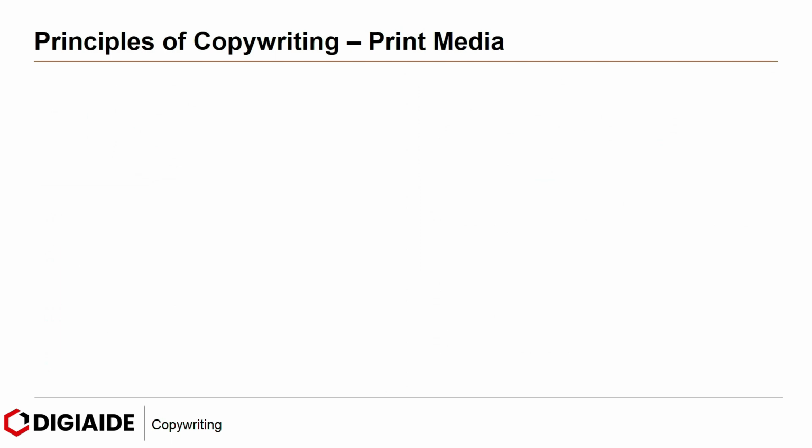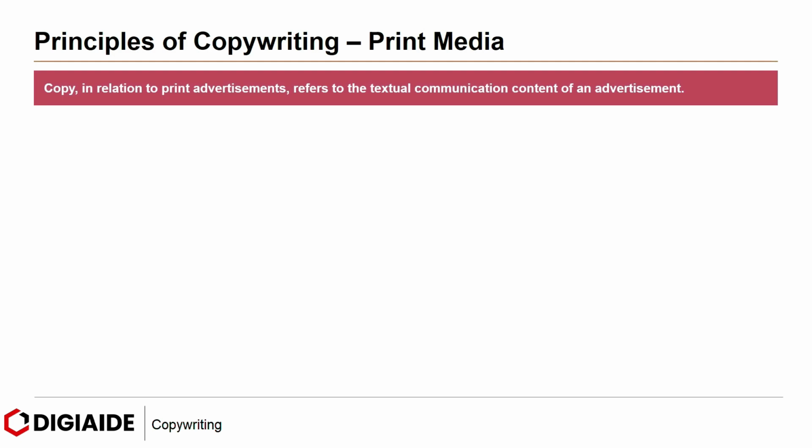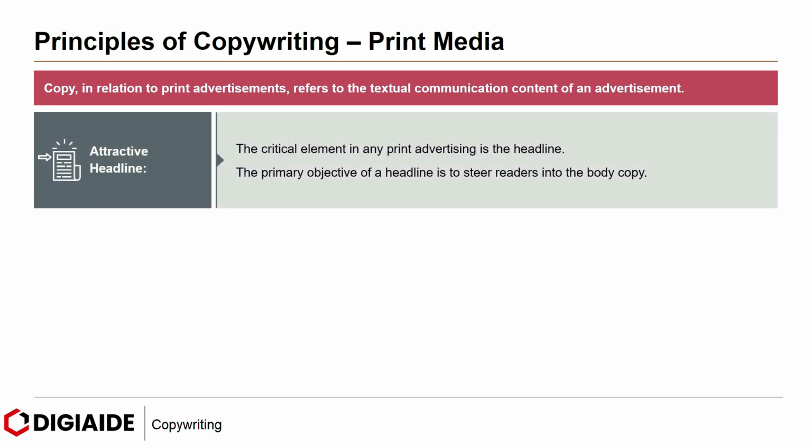Now moving on to certain principles of copywriting, with the first one being of print media. Copy in relation to print advertisements refers to the textual communication content of an advertisement. It entails an attractive headline, number 1. The critical element in any print advertising is the headline. The primary objective of a headline is to steer readers into the body copy.